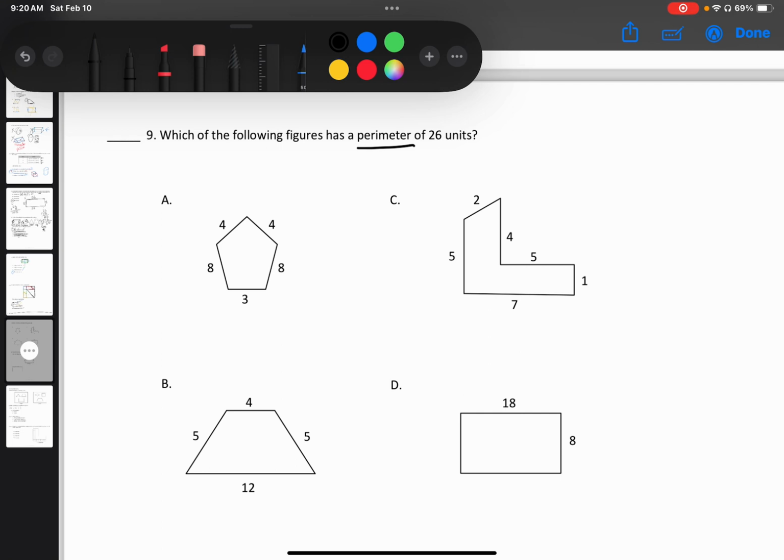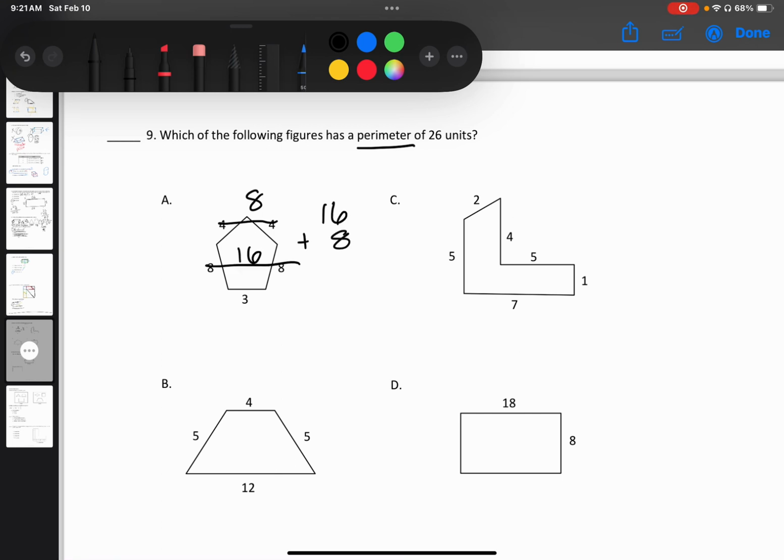We started off learning about perimeter at the very beginning of the geometry unit. Perimeter is the distance around a polygon or a shape, and to find it, all you have to do is add up all of the side lengths for a particular shape. So we'll start by adding up this pentagon on A here. We know 4 and 4 is 8, 8 and 8 is 16, and then we'll tack it onto that.